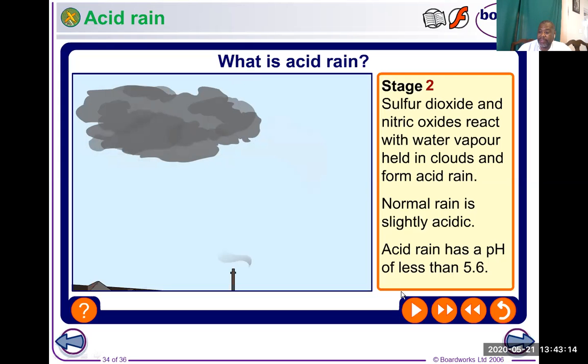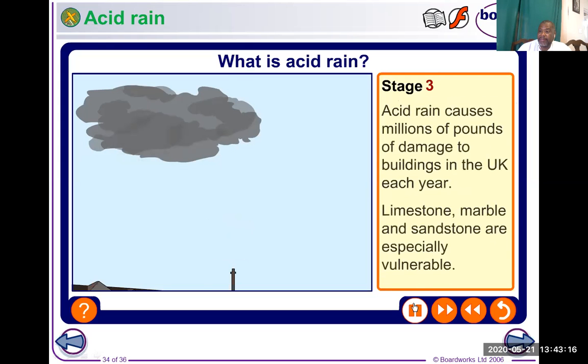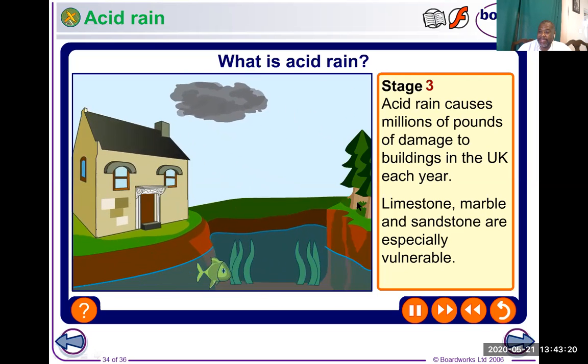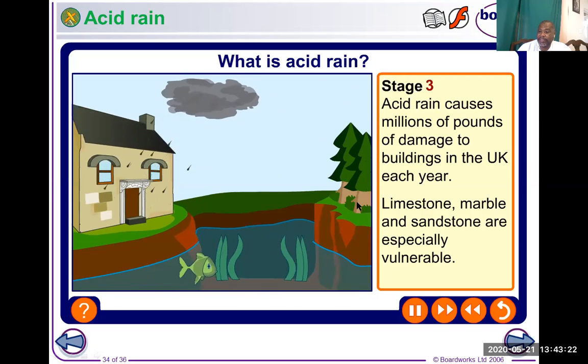Here we have acid rain that has caused millions of pounds of damage to buildings in the UK each year. Limestone, marble, and sandstone are especially vulnerable. So as the rainfall, you know what happens there? It's acidic, so it causes, what's a big word? Start with a C. Yes, corrosion.